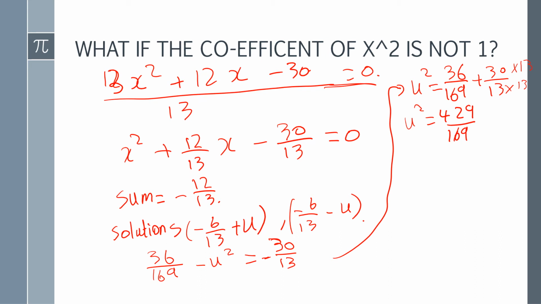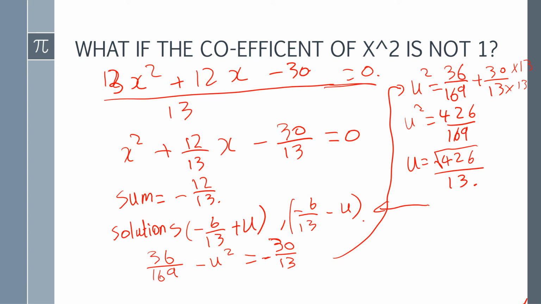You square root the answer, which gives you u equal to square root of 429. No, 426, sorry, apologies. 426 divided by 13. Let me just make this clear. 426 divided by 13. So then you input the value of u into the formula.